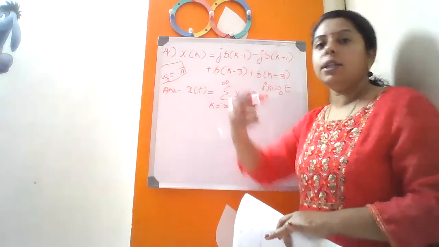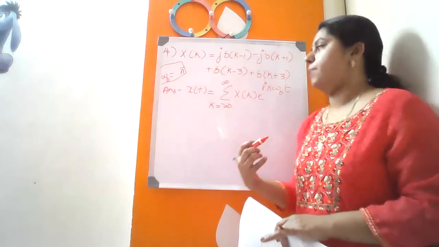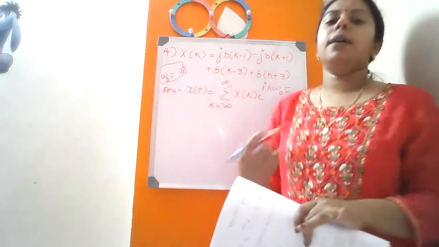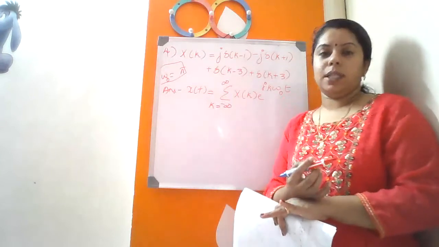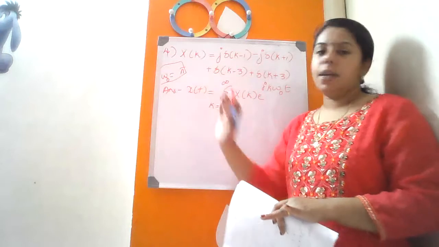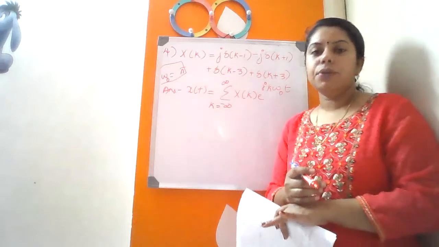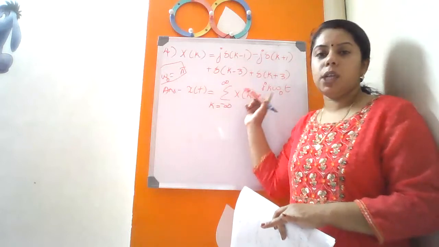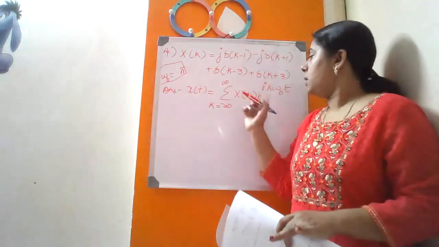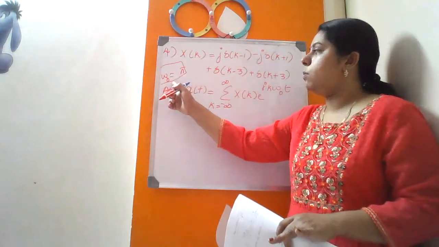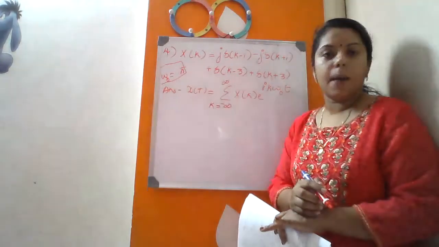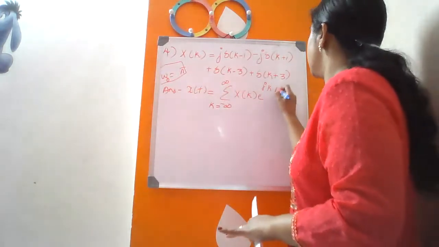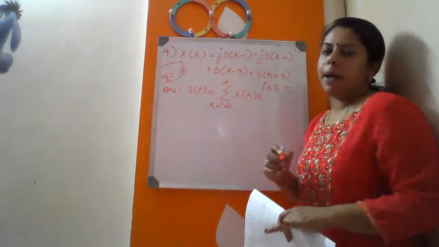Let us find the time domain signal x of t. Before starting the problem, first write the x of t equation, that is the synthesis equation. The x of t equation is summation k from minus infinity to plus infinity capital X of k e power j k omega naught t. In the question itself, they provided that omega naught is equal to pi, so we can change this equation as e power j k pi t.